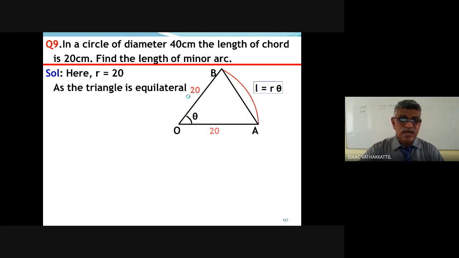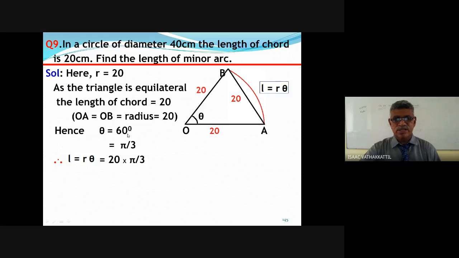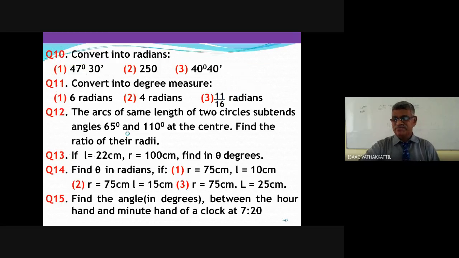The triangle is equilateral, right? Is it clear or not? Radius is given 20. The chord is also given 20, so the triangle is equilateral. Length of the chord is 20, OA and OB also are 20, and therefore theta is equal to 60 degrees. That is pi by 3. So theta is pi by 3. We can find the length of arc, L equal to R theta. Calculation is simple for you, right? You can keep it in terms of pi.